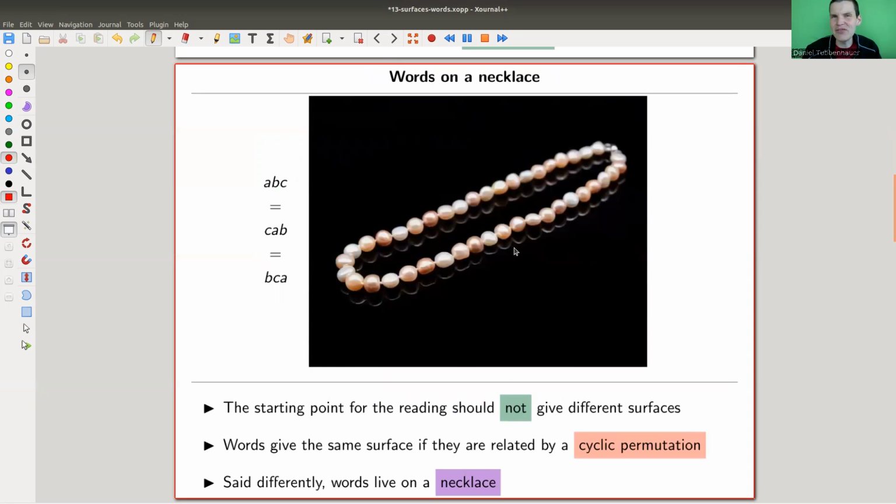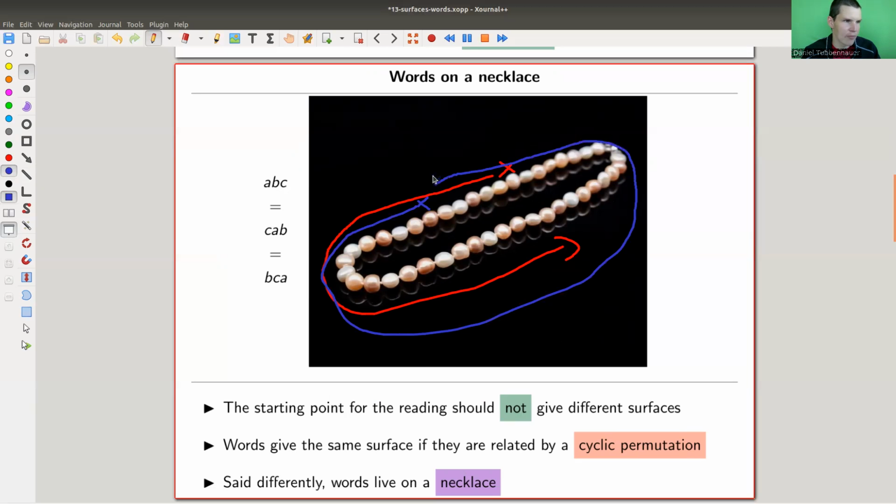So first of all, we need to find some relations. Some words might give the same surface. And one relation is relatively obvious. I call it the necklace relation. It really means just cyclic permutations. You should think of, well, that's exactly the picture, right? The edges are like pearls on a necklace, if you want. And it doesn't really matter where you start counting. You get the same answer all the time. If I start counting here and go all the way around, it's just permuted.